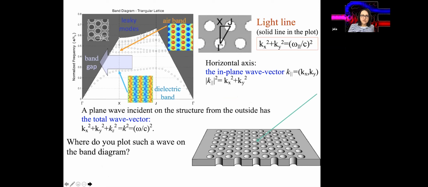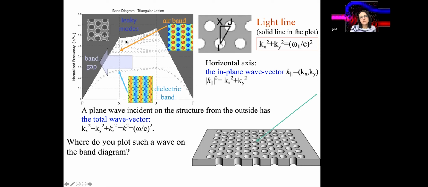A few more points. We said everything above the light line has a real kz. Sitting on the light line would be kz = 0. A real kz means going above the light line. Below the light line would be imaginary kz, because kz squared would be negative, and this whole thing would be less than the light line, omega squared over c squared.